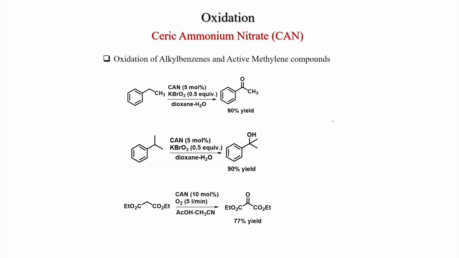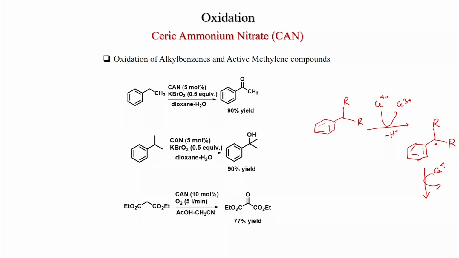So, we can think that first a single electron oxidation will happen, so you get first a radical, and again, because this is a single electron oxidant, it again becomes formation of a carbocation.